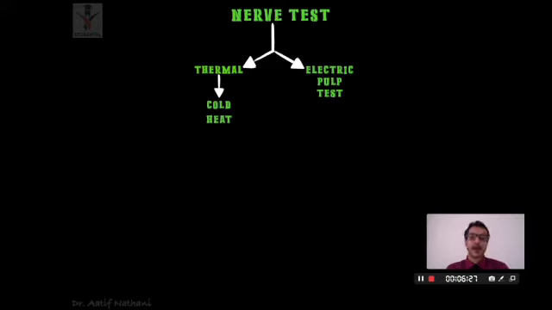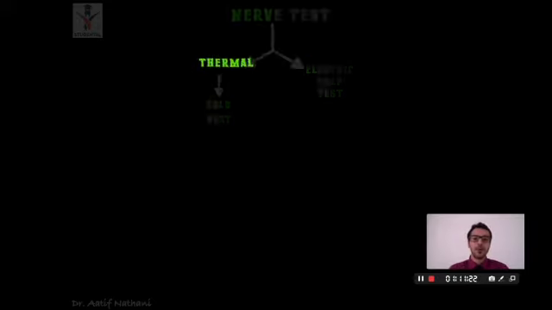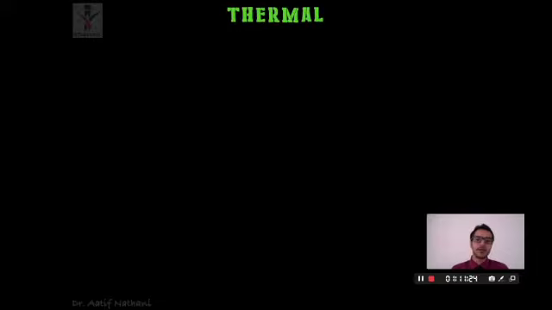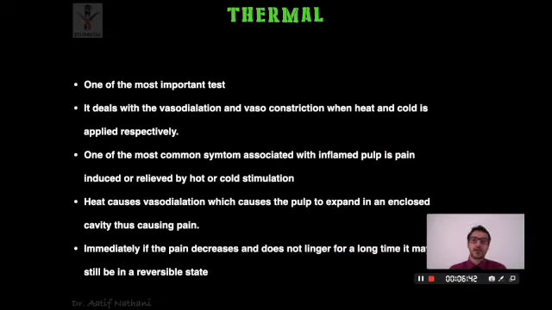Now let's come back to the nerve test. Now we are done with the electric pulp testing. Now we'll move on to the thermal test. So I'll tell you in general about the thermal test first, and then later on I'll tell you about the cold testing and the heat test. Now, thermal test. This is one of the most important tests.